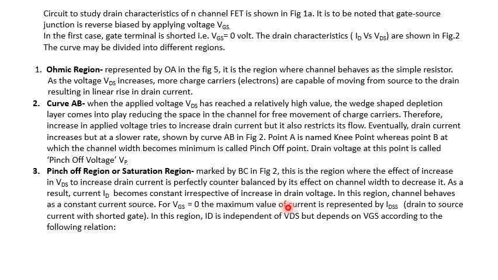The maximum value of current here, which is a constant value, as you can see in figure number 2 in the previous slide, is IDSS, or the drain-to-source current with shorted gate. This is applicable only for the case when VGS is 0. Shorted gate means 0, so when we refer to IDSS, it is the constant, maximum current for VGS equal to 0.